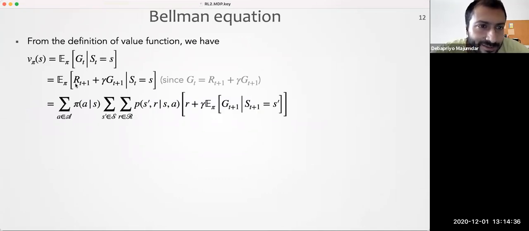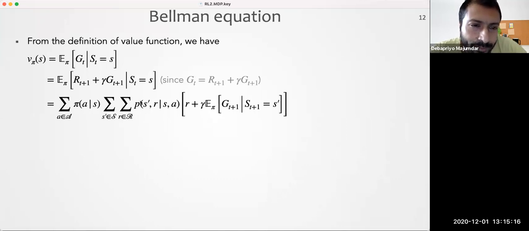From here to here, what we are essentially doing is computing the expected value of this reward R plus gamma G_{t+1}. We are bringing it here over all possible rewards R, over all possible next states S prime, and all possible actions I can take, weighted by the probability of taking that action. Given that I'm at S, the probability of taking action A is pi of A given S.